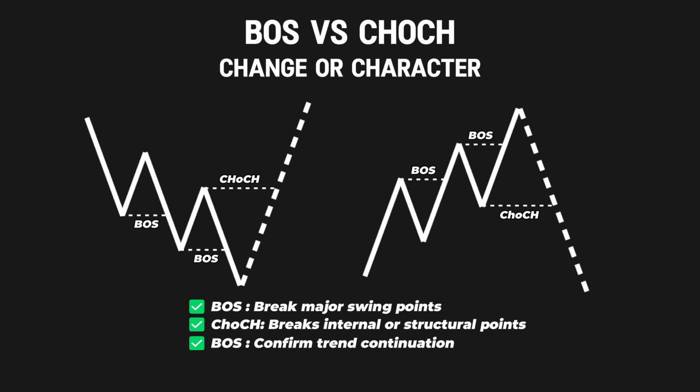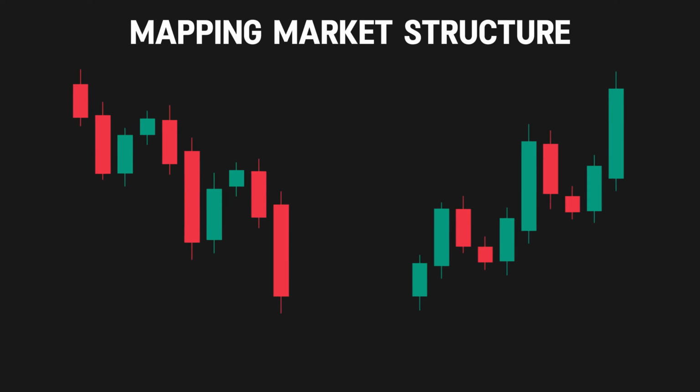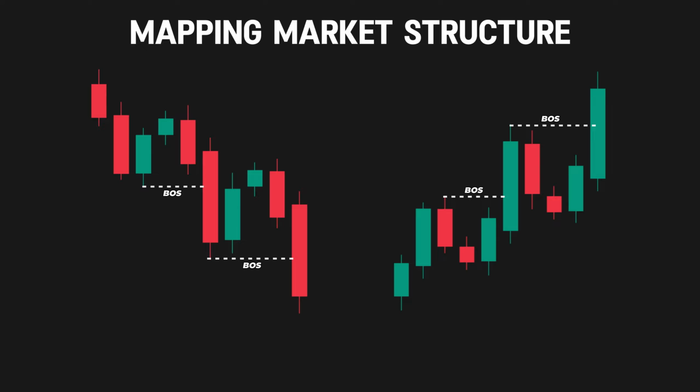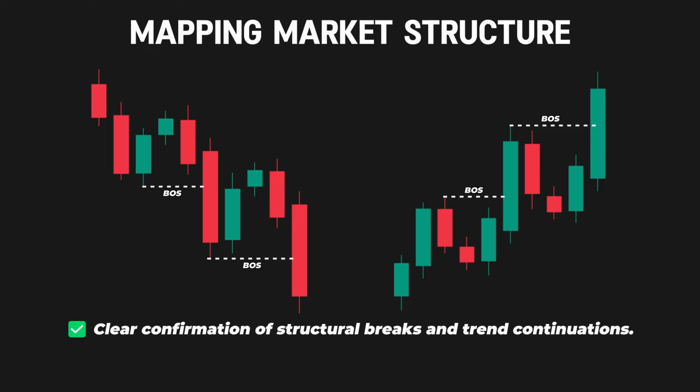A change of character instead hints at a possible upcoming trend reversal or deeper pullback, acting as an early warning mechanism. Lastly, effectively mapping market structure requires adopting a systematic and consistent approach. Traders commonly utilize a method that involves waiting for candle closures beyond major swing points. This approach ensures clear confirmation of structural breaks and trend continuations.